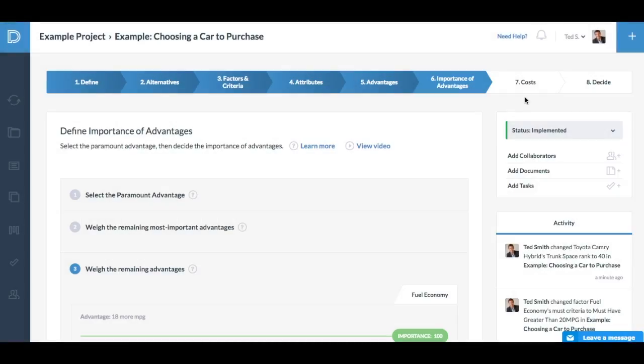Please proceed to step number 7 to define the cost of each alternative after completing this step.